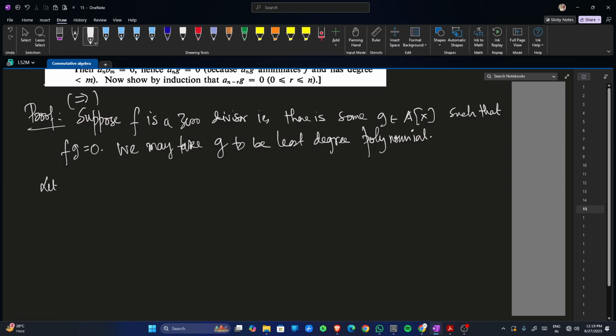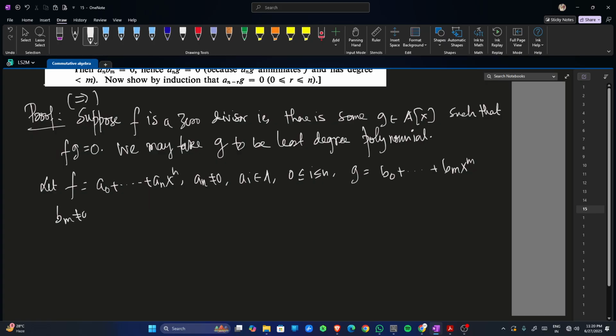Let's write f equal to a0 plus dot dot dot plus an x^n, an not equal to 0, ai belongs to A, 0 less or equal to i less or equal to n, g equal to b0 plus dot dot dot plus bm x^m, bm not equal to 0, bi belongs to A, 0 less or equal to i less or equal to m. If degree g equal to 1, then we are done.